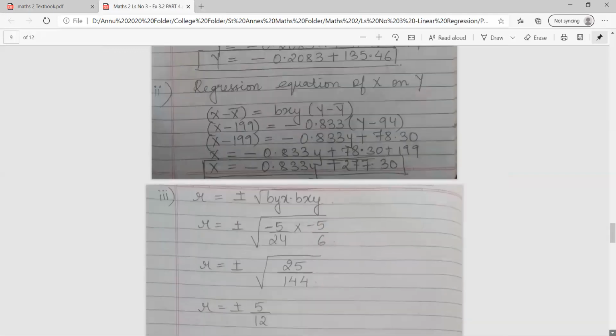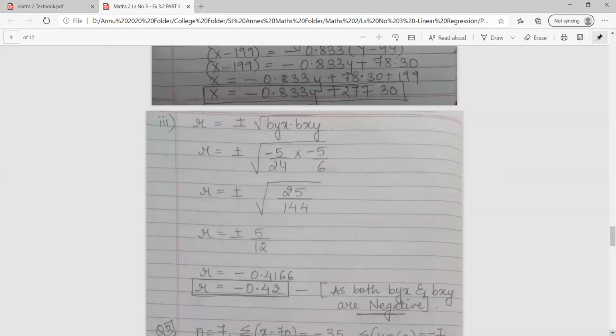So that is r, and now you have both the regression coefficients. So what I have done is, instead of using the decimals, I have taken the fractions which are easy to calculate under square root. So r is equal to plus minus root of byx into bxy. So plus minus root of minus 5 by 24 into minus 5 by 6. Minus minus plus हो जाता है या cancel कर सकते हैं. Don't do the cancelling. 5 into 5 gives you 25. 24 into 6 gives you 144. So 25 का root 5, 144 का root 12. Plus and minus will continue.